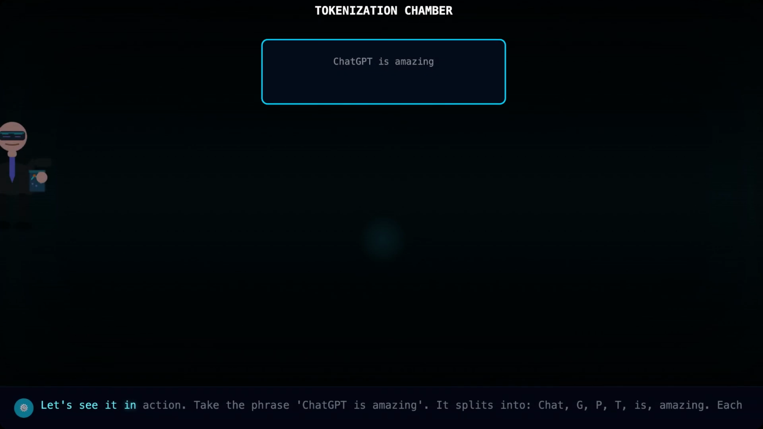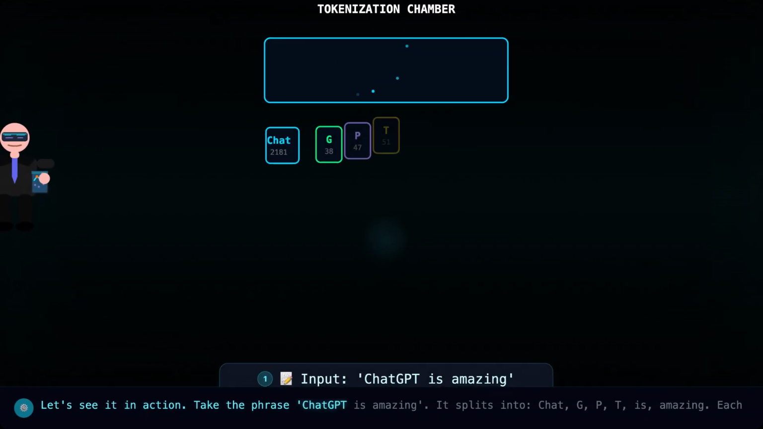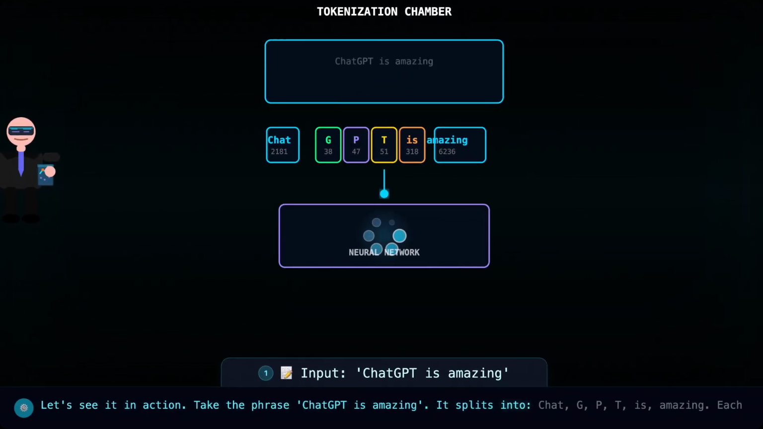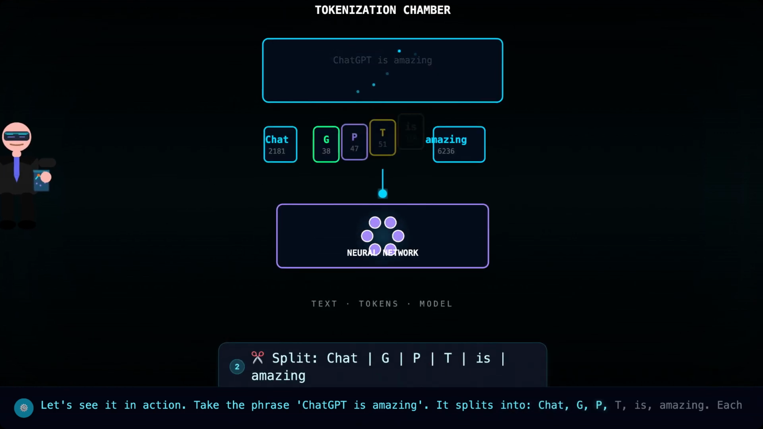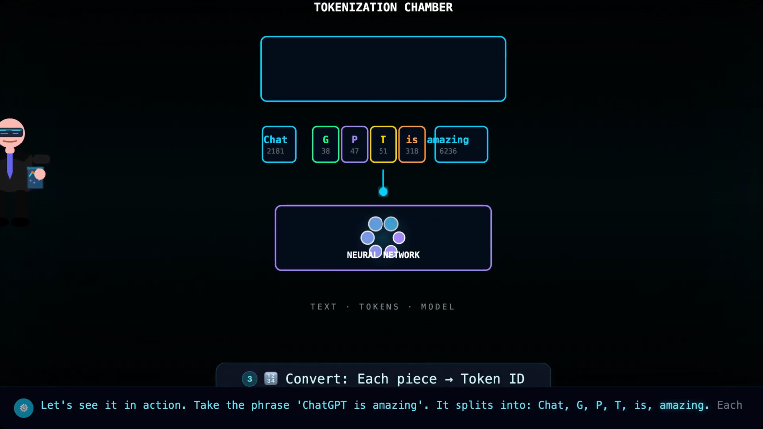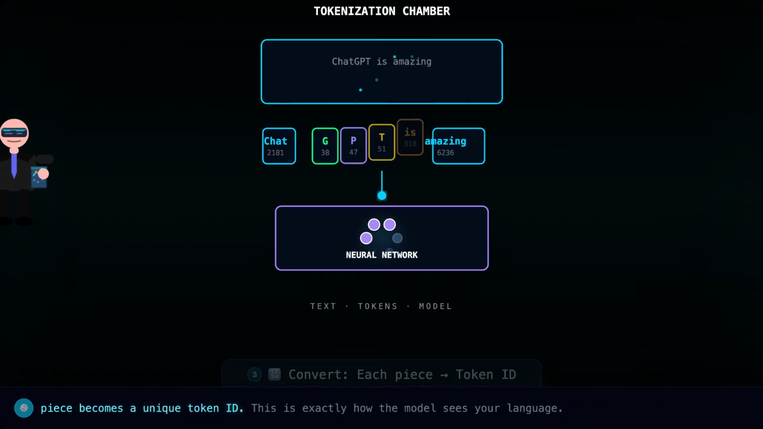Let's see it in action. Take the phrase "ChatGPT is amazing." It splits into "ChatGPT," "is," "amazing." Each piece becomes a unique token ID. This is exactly how the model sees your language.